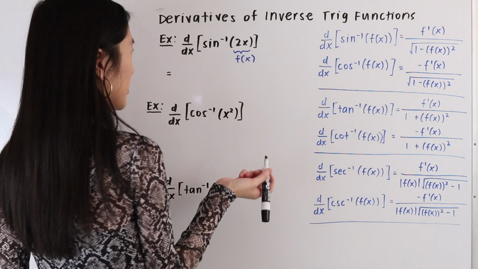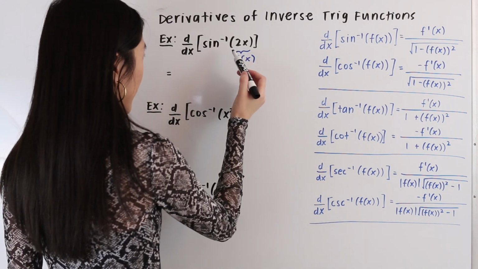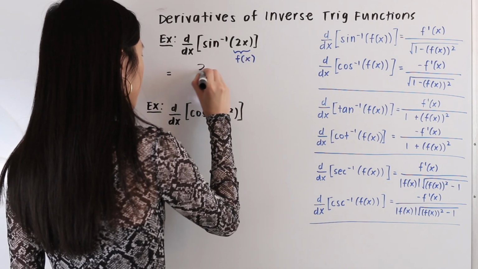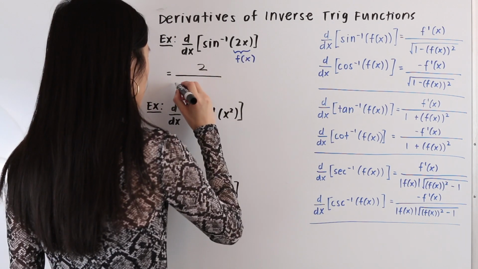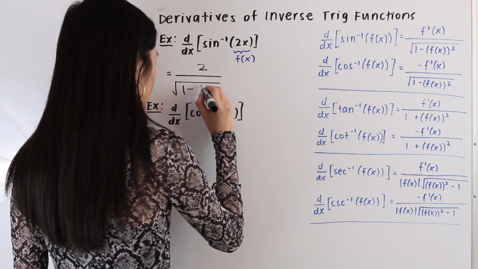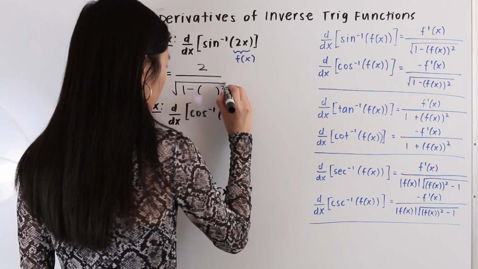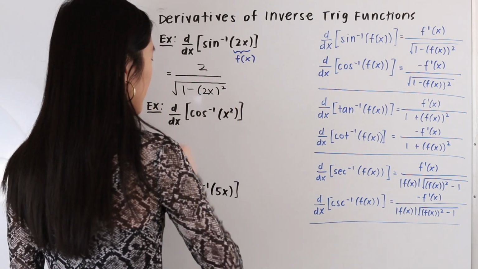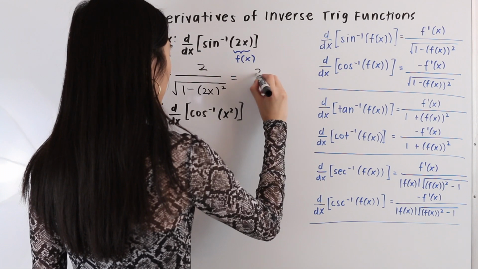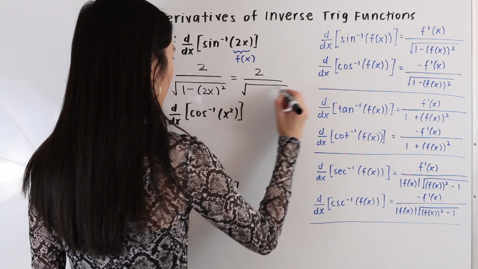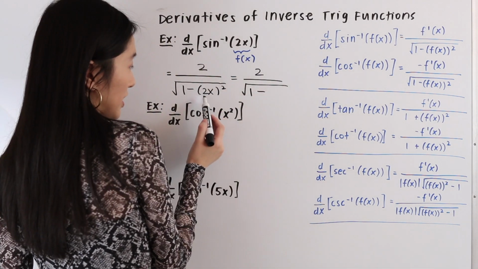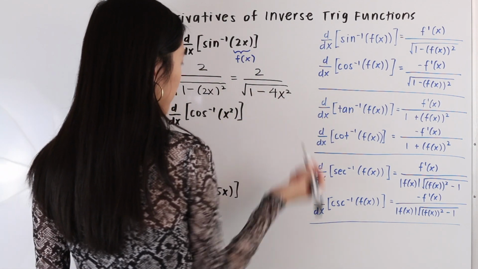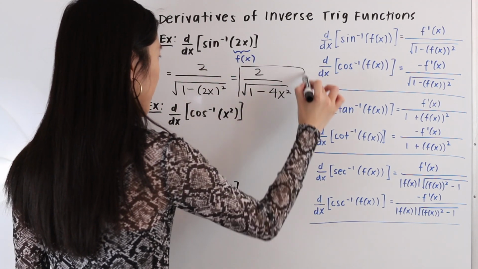So let's do that. We have f prime of x, so here f of x is equal to 2x, so taking its derivative, we get 2, and this is over the square root of 1 minus f of x squared. Here f of x is equal to 2x, so let's plug that in and simplify. So we get 2 over the square root of 1 minus 2x squared, so 2x squared is equal to 4x squared. And so this is our final answer.